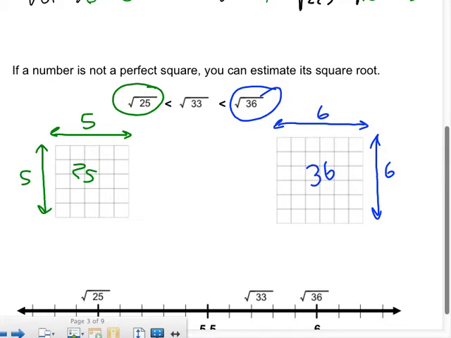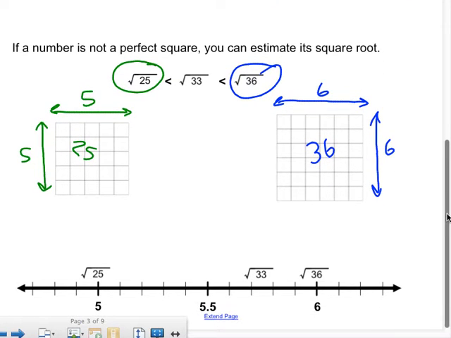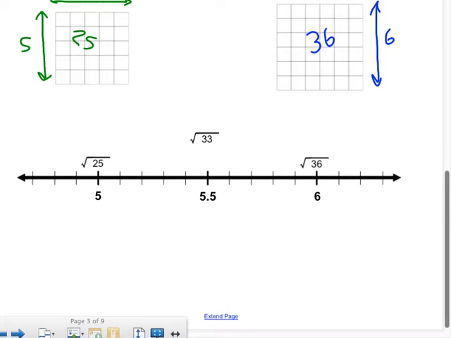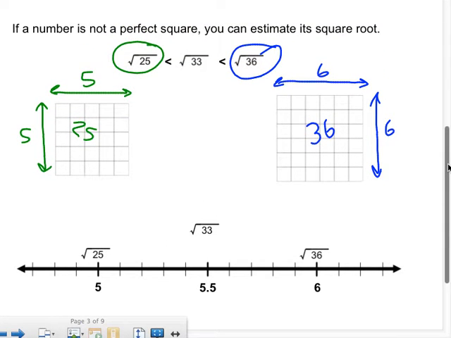Okay, so how do we go about estimating this? Let me give you a strategy. We're trying to find the square root of 33. If you notice, the square root of 33 is going to be greater than the square root of 25, and it's also going to be less than the square root of 36. Does that make sense? Okay.